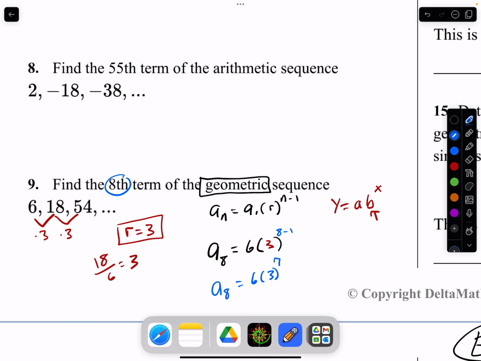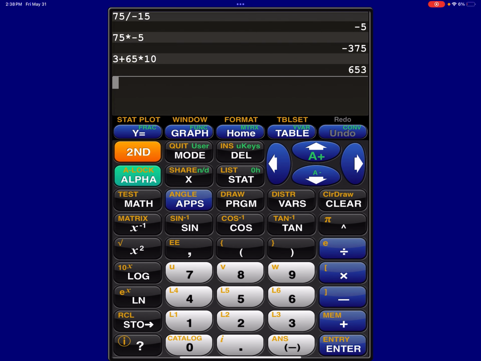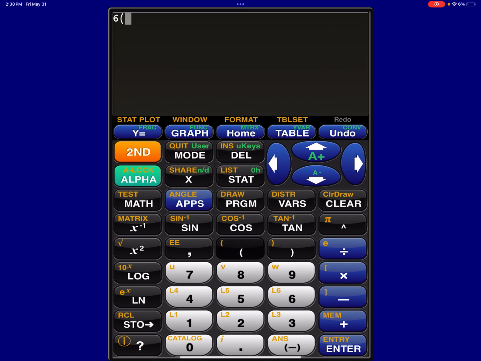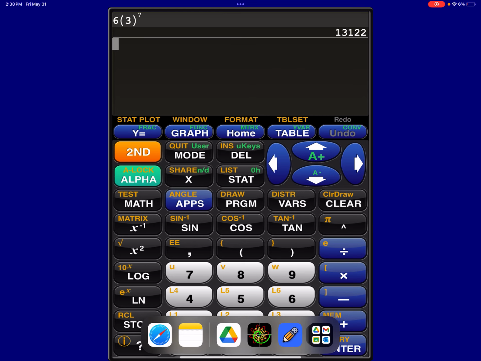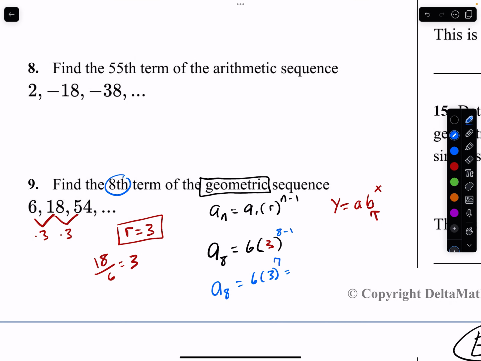Okay, again, jump into your calculator. Use your calculator a lot. So here I would say 6 times 3 raised to the 7th power, and you're going to get 13,122. All right, so here I would get 13,122 is the 8th term of that sequence.